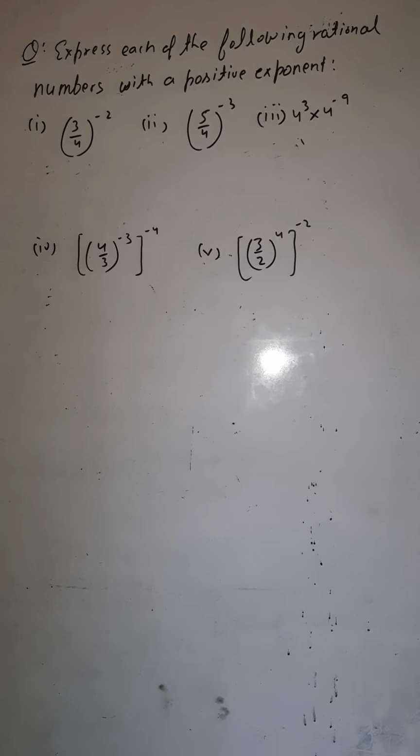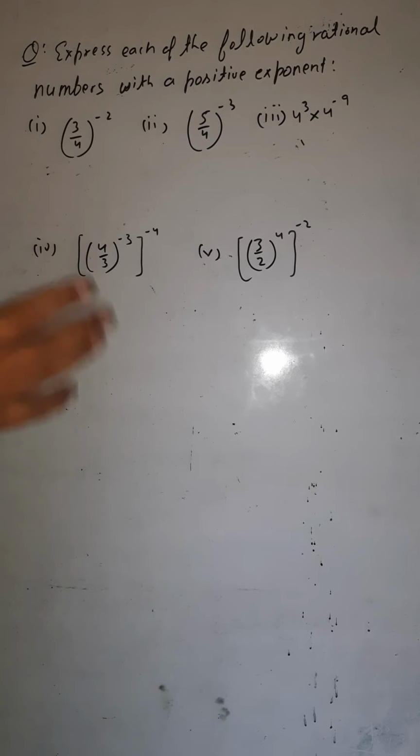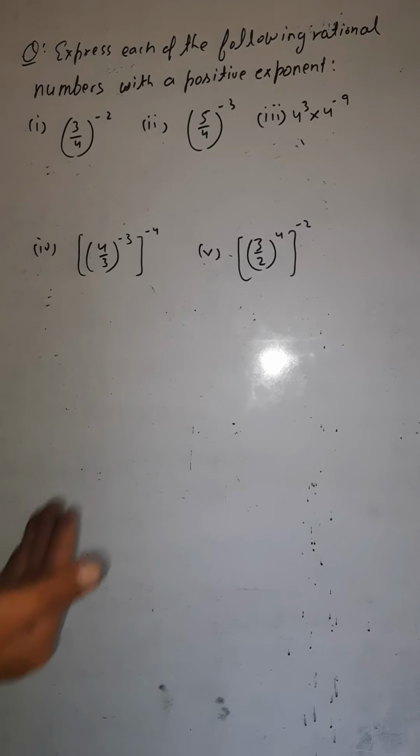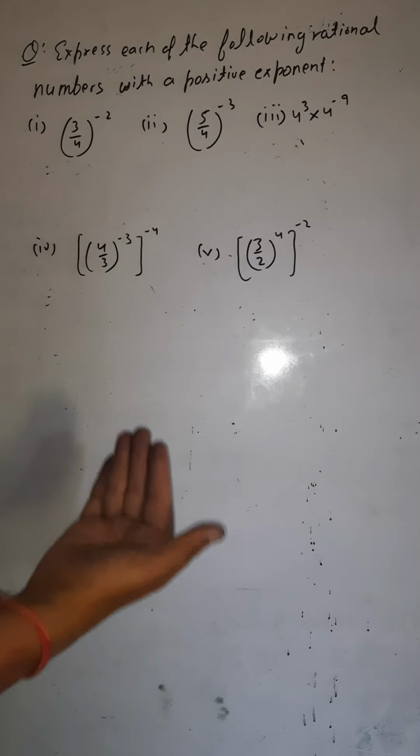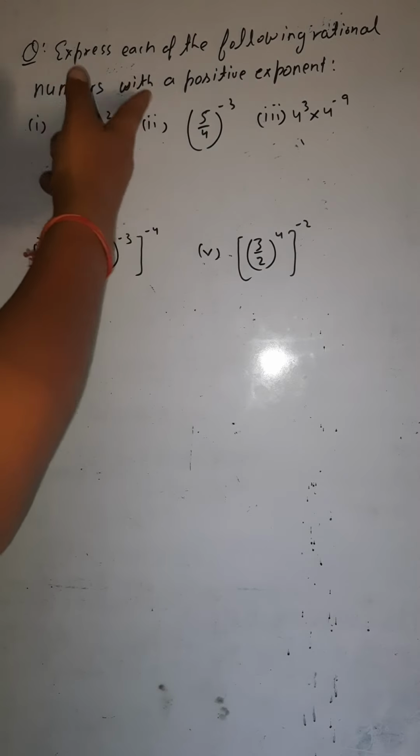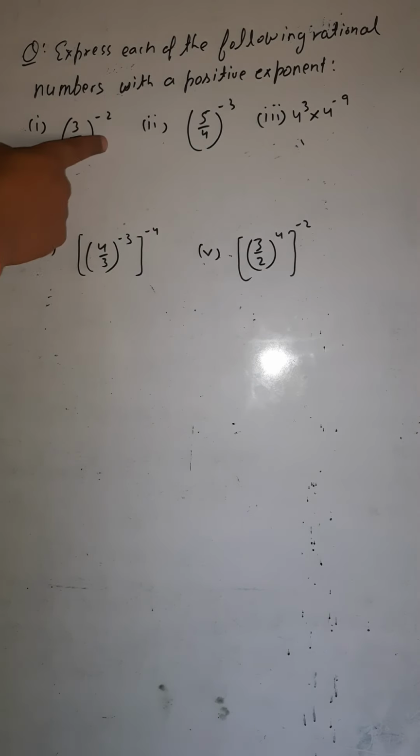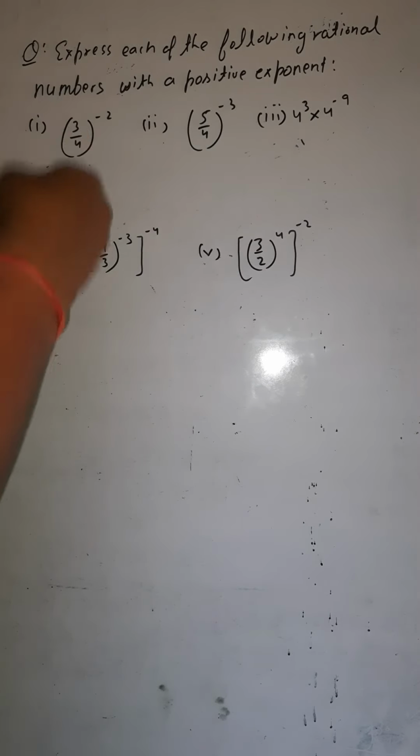Now these are the next set of questions. It is opposite to the previous one. In the previous one, you had to change the power into the negative one. But in this question, you have to change the exponent into the positive one. Express each of the following rational numbers with a positive exponent. It means you have to change all the exponents into the positive one.